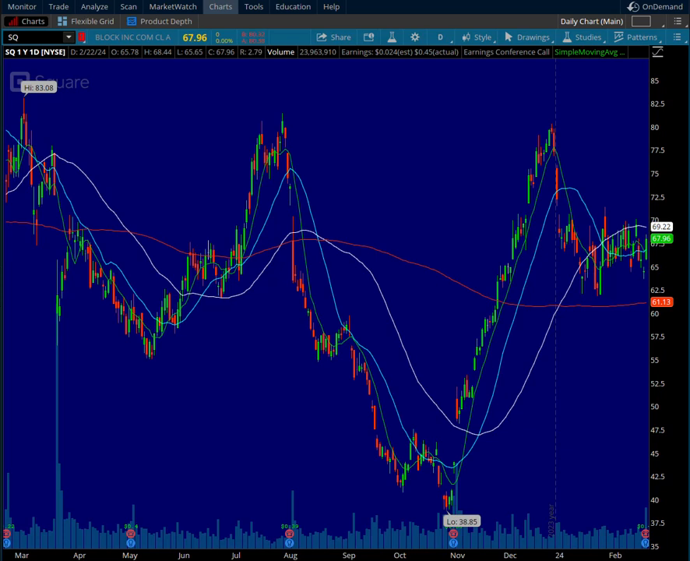We're looking at a daily chart, and I was liking this area of support in the low 60s, and the red line is the 200 period moving average at 61. So let's take a look at the replay from yesterday.